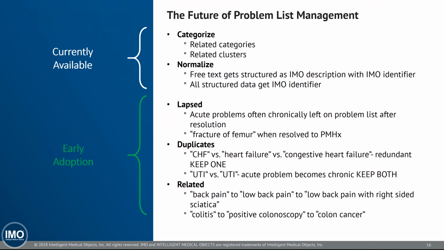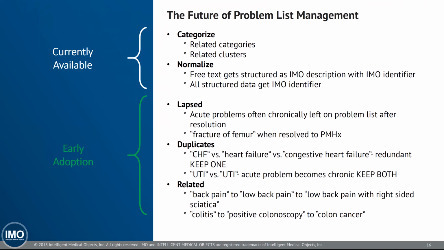The last category is really where we had the most feedback from people, and that was the desire to find problems that are not the same exactly, but they're either related to each other or evolutions of the same problem. For example, left-sided back pain becoming left-sided back pain with sciatica, becoming left-sided back pain with foot drop. These are all evolutions of the same clinical condition, yet very, very different descriptions with different codes associated with them. Can we somehow present them so that a clinician can pick the one that's most relevant?